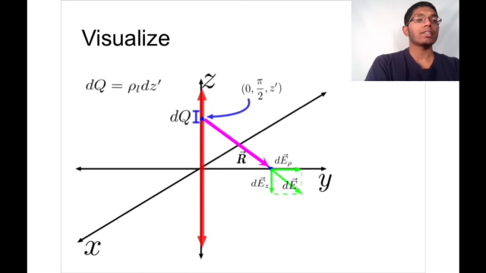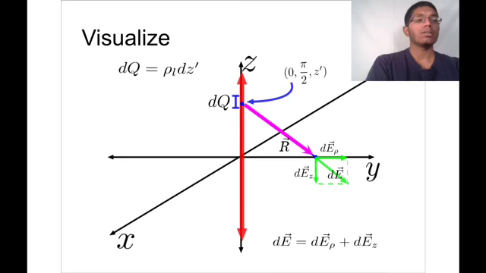So then you can write the infinitesimal part of E as dE is equal to dE rho plus dEz. All of these are vectors, and this makes sense because you're adding this vector over here with this vector, and it gives you dE, and that makes sense with our diagram.